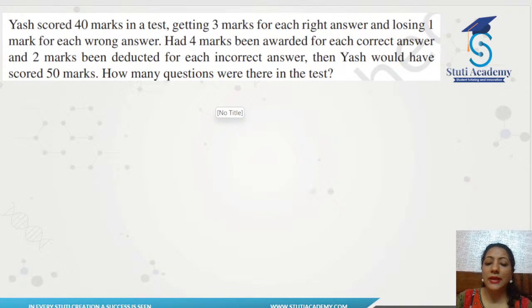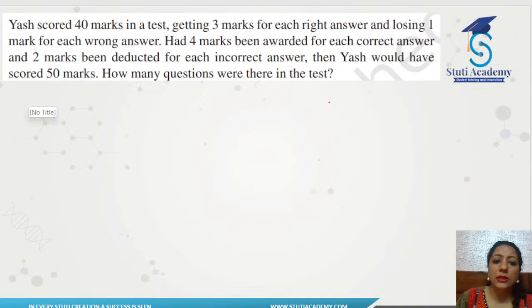So this is the original case where he scored 40 marks. He got 3 marks for every right answer and he lost 1 mark for every wrong answer. But if the situation had been different, that means if he had got 4 marks for every correct answer and he had lost 2 marks for every incorrect answer, then in that case, he would have scored 50 marks. We have to find the number of questions there were in the test.